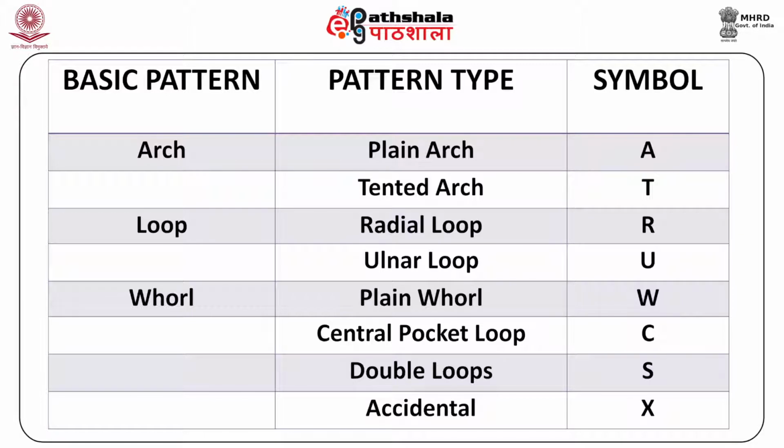First of all, we have arches. The pattern types in arches are plain arch and tented arch. In case of plain arch, the symbol is A, and for tented arch, we symbolize it with letter T. Then comes loop. The pattern types in loop are radial loop and ulnar loop. The symbols which signify radial loop and ulnar loop are capital R and U respectively. Then comes whorl. Now, whorl has plain whorl, central pocket loop, double loops, and accidental whorl. The symbols that signify them are capital W, C, S, and X respectively.